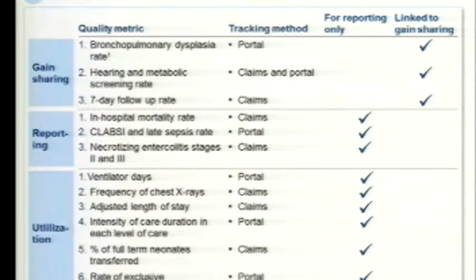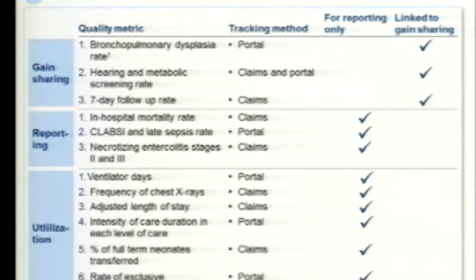The only one you'll see, the metabolic screening rate, we're still combing through some of the claims data to determine if we can find the right claim for that, or if there needs to be some portal entry for that. Let me just walk through the additional ones here on the page, and then I'll pause for a question. There are three reporting metrics: in-hospital mortality rate, rate of infection, which I think the definition we're trying to work out, but likely will be consistent with the Vermont Oxford Network, and NEC stages 2 and 3. And you'll see a number of the utilization metrics that are listed below as well.